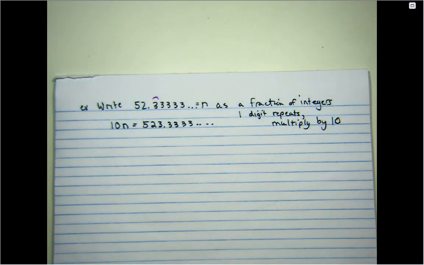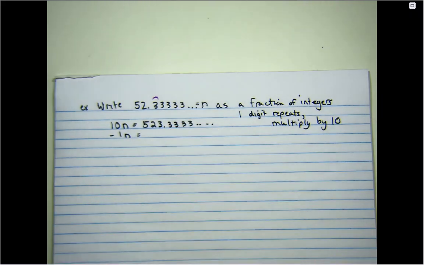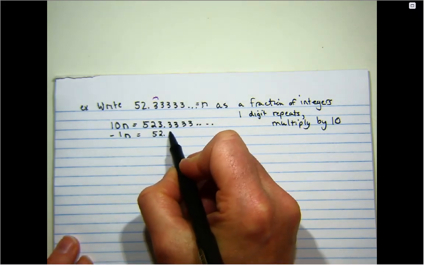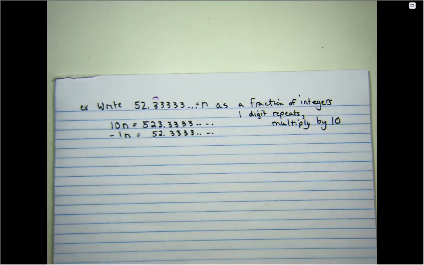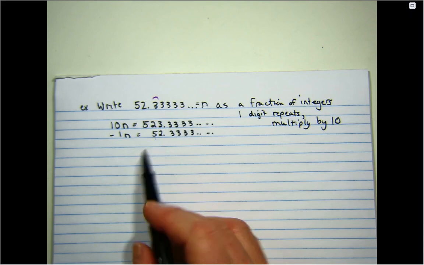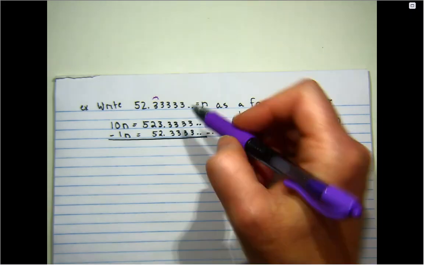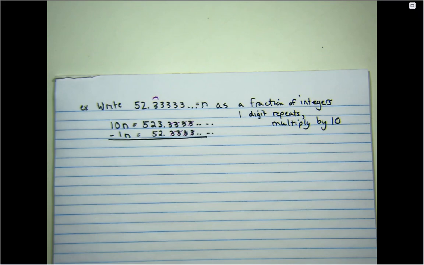So now we can take the 10n and subtract the 1n. And line up your decimals when you do that. So you put the 52 under the 23. You have to line up your decimals so that the digits are all in order. You have the ones place and the tens place all lined up. So we go ahead and subtract. As you do that, each three subtracts the three below, and they subtract away.